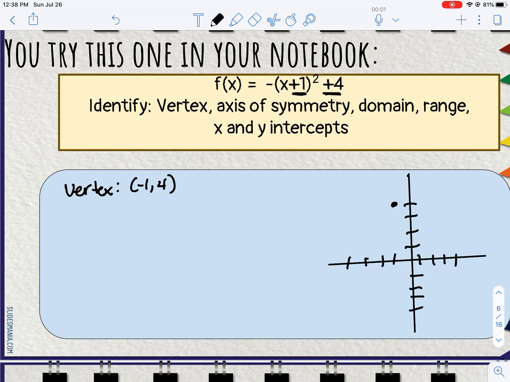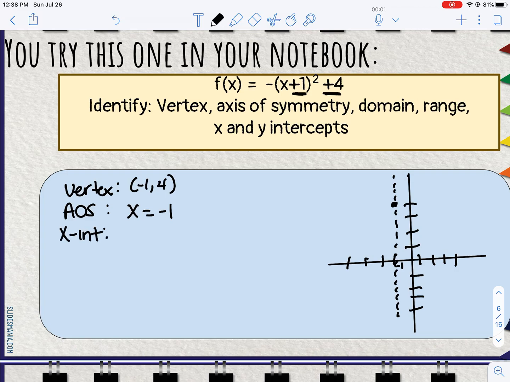So negative 1, 4. Axis of symmetry, I abbreviate that AOS. Remember, the axis of symmetry is going to come right down through the center of that vertex of your parabola. Cut your parabola in half. That is crossing the x-axis at negative 1, so your axis of symmetry is x equals negative 1. I'm going to come back to domain and range once I get the graph made. So let's go ahead and calculate the x-intercepts.